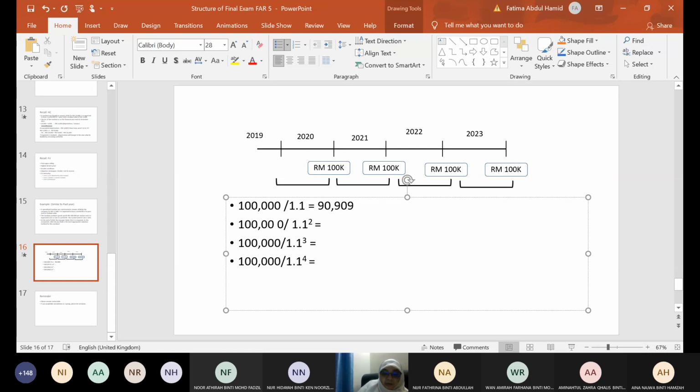The second one, did you get 82645? Yes, madam. Excellent. Third, do you get 75131? Yes, madam. Okay, brilliant. And finally, 68301. Is that right? Yes, madam. Okay, very good.